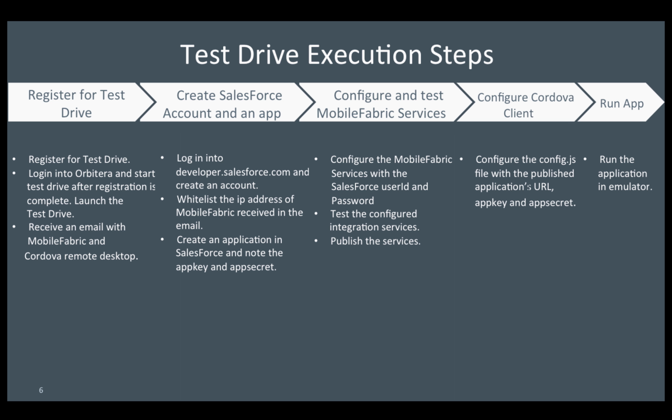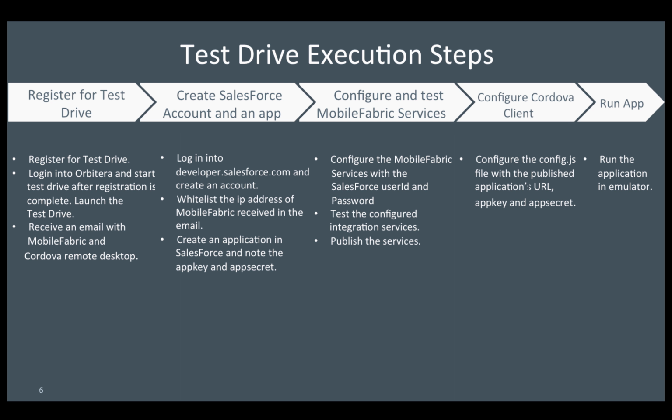We will also cover logging into the MobileFabric with the credentials provided in the email to review the services that are set up for the CRM application, modifying the existing integration services with the Salesforce user ID and password, and testing the same. Next, we will discuss the publishing of the configured services. The app key, app secret, and the application URL that will be provided after the publish will need to be noted as these are needed to configure the client application.